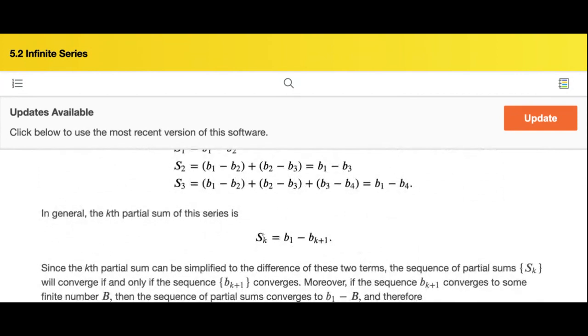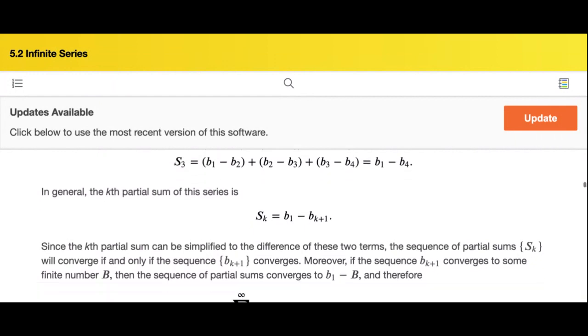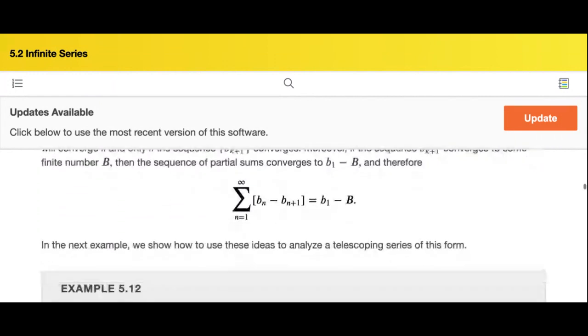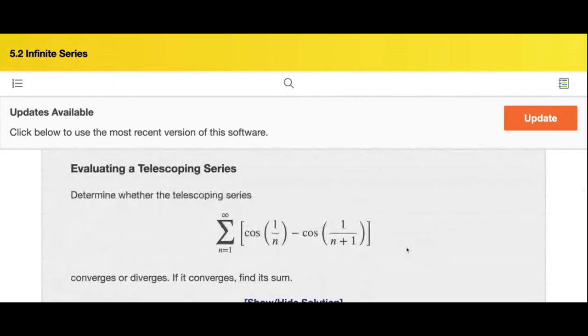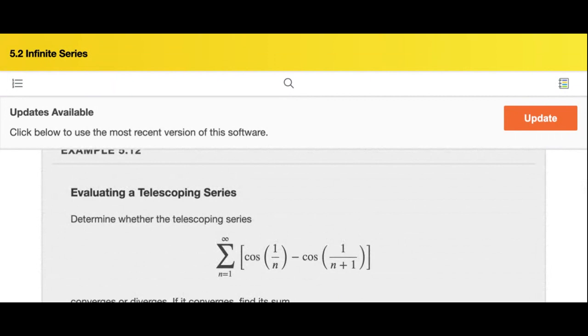So in general, we have this: a sum of k terms equals the first term minus the k plus 1 term. So this is called a telescoping series. The middle terms get cancelled. Let's see this example.